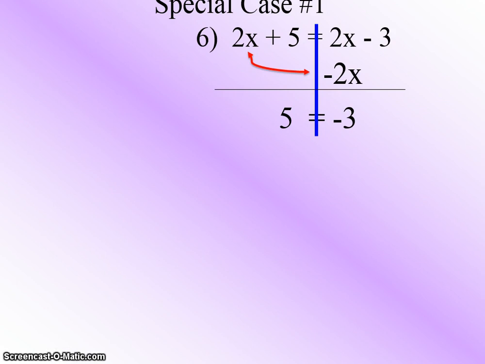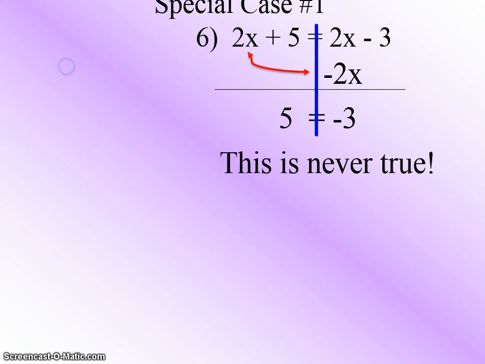So I end up with 5 equals negative 3. Is that a true statement? Absolutely not. It's never true. So this tells you that this answer has no solution.